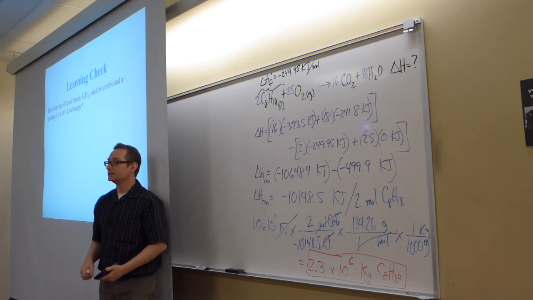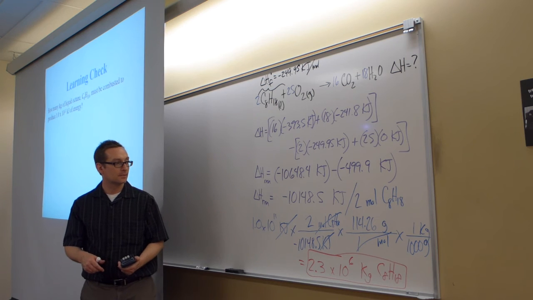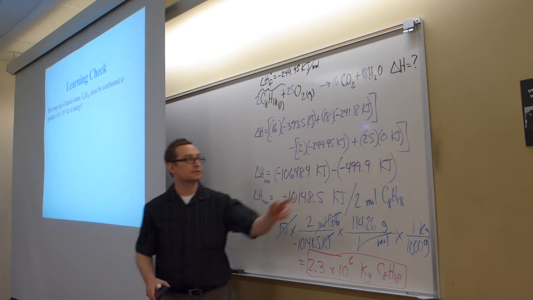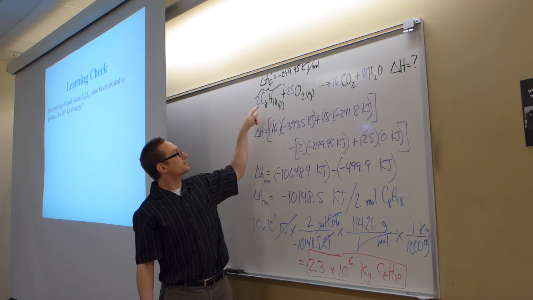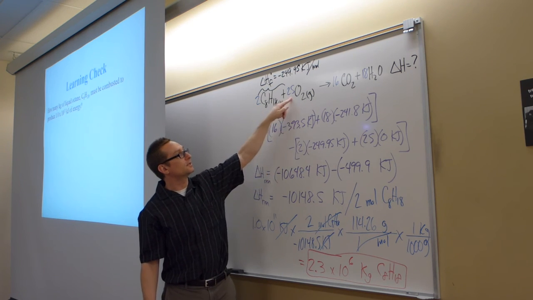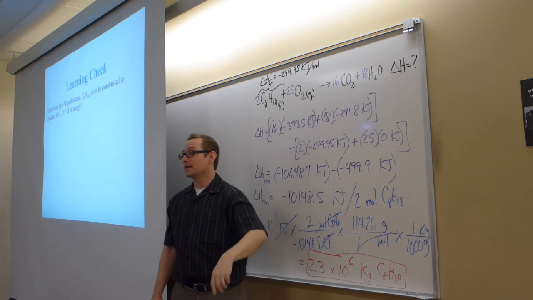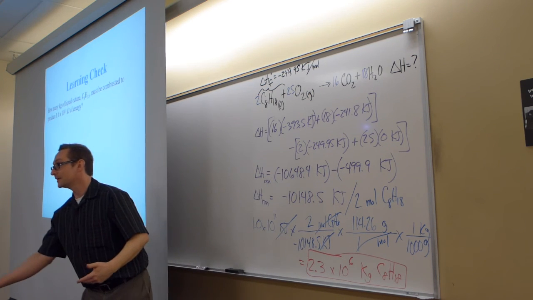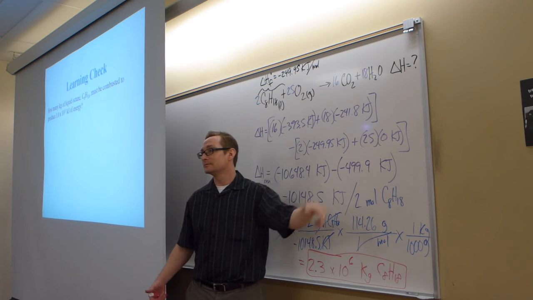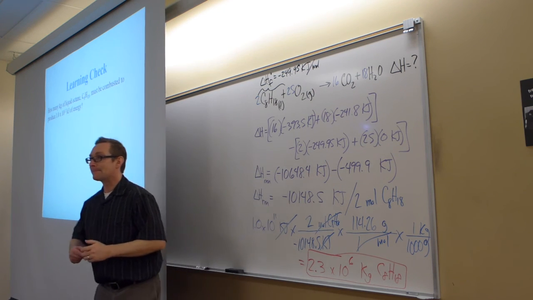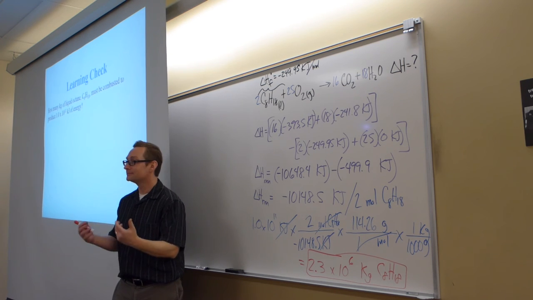All right. Yes? Can you explain the 0 kilojoules? Can I explain the 0 kilojoules here? So this is for 2 times the octane and 25 times the oxygen. Oxygen is the standard element. It has 0 from the table. So if you looked at the heat of formation for oxygen, it'd be 0. That's where that came from. Keep coming with the questions.